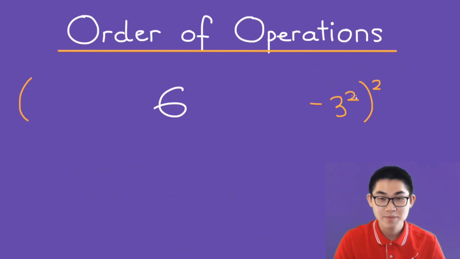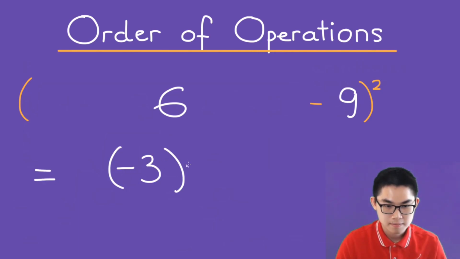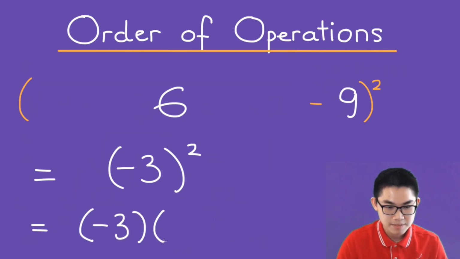We have the exponent over here, so we have to do this one. 3 to the power of 2 is 9. And 6 minus 9 is negative 3. And negative 3 to the power of 2 is the same as negative 3 times negative 3, which is positive 9.